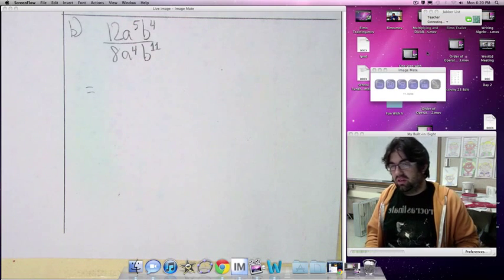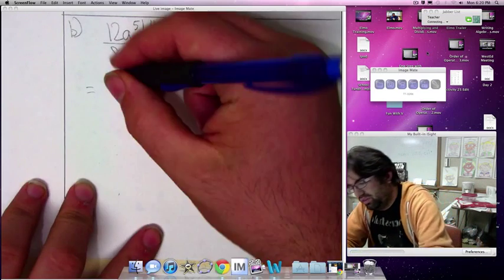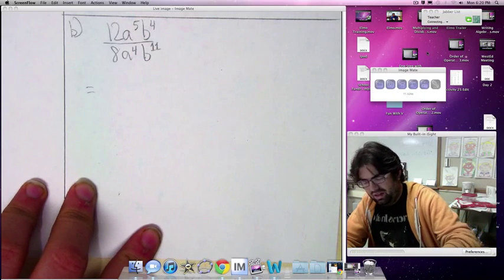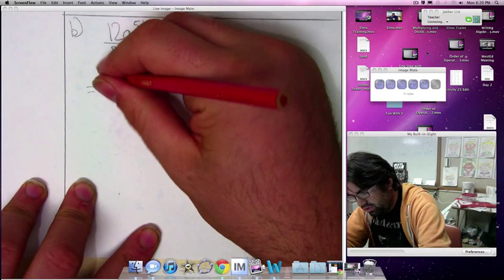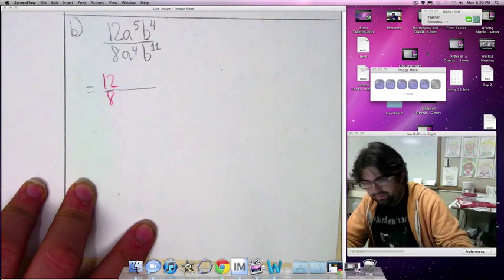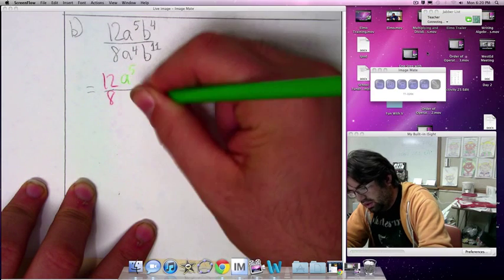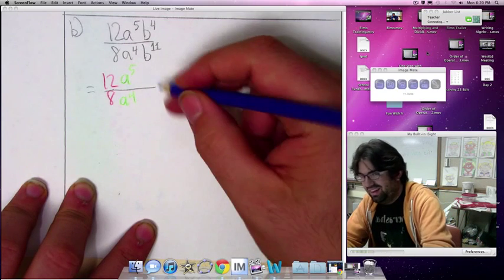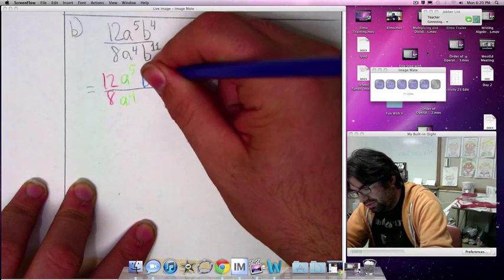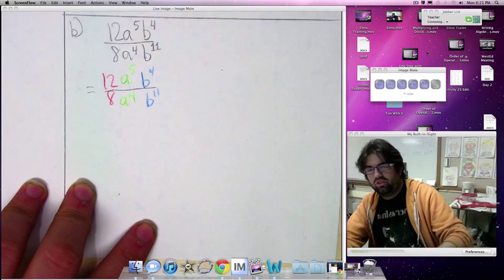Number B. 12a to the 5th, b to the 4th, divided by 8a to the 4th, b to the 11th. Here we go. First off, that's right. I'm going to put a divide line first, and I'm going to put 12 and 8 in red. A to the 5th, a to the 4th, a, Canadian a, never mind. B to the 4th, b to the 11th.